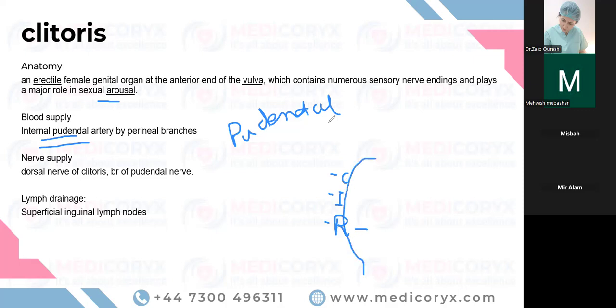Okay. So guys, pudendal. Pudendal for the nerve supply and for the blood supply. Pudendal word, keep it in mind. For the blood supply and for the nerve supply, keep this pudendal word in mind for perineum especially. If anything is in your perineum part, it will be supplied by pudendal nerve, pudendal artery. Okay, so we will talk about pudendal a lot. Nerve supply is again dorsal nerve of clitoris, which is again the branch of the pudendal nerve.